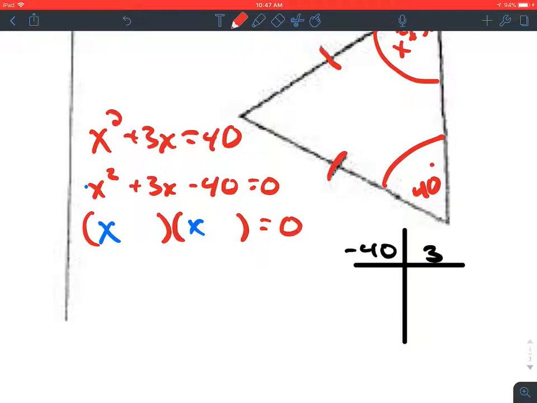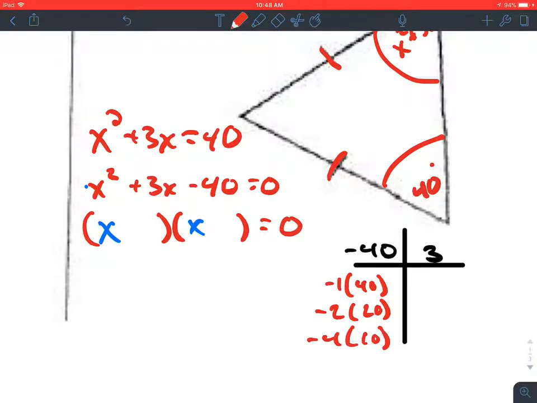Let's say you're terrible at this. Well, negative 1 times 40 is negative 40. Does not have to be 3. Negative 2 and 20 multiplies to be negative 40. Doesn't add to be 3. Negative 3 does not go into negative 40, so I don't use it. Negative 4 does.